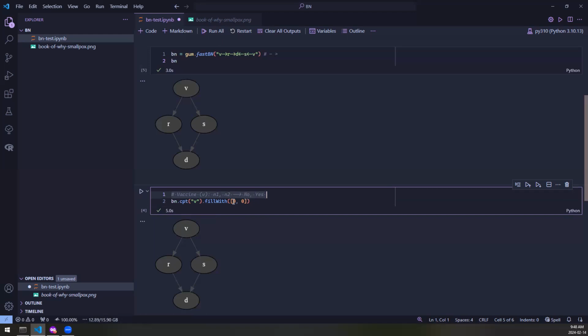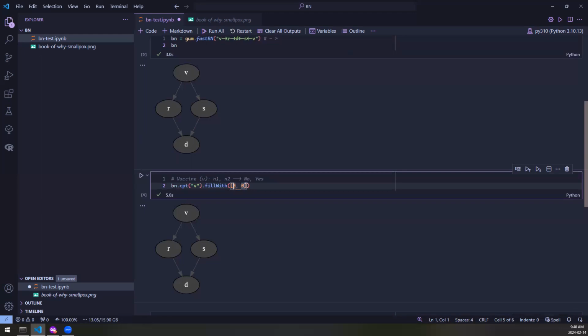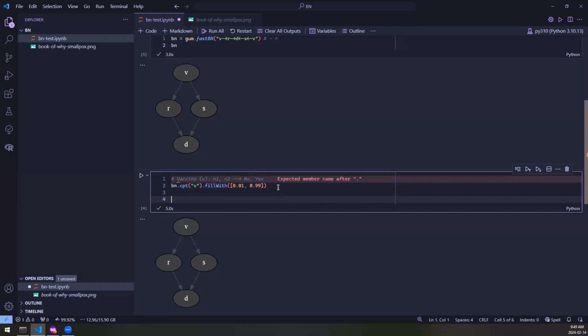So for no to vaccine, let's go back to the data. It's 1%, and 99% are vaccinated. So no vaccine is 1%, so we should put 0.01, and yes to vaccine is 0.99. Those are probabilities, so they should sum up to 1. If they don't sum up to 1, something is wrong and you should review your model. So this is the first CPT.